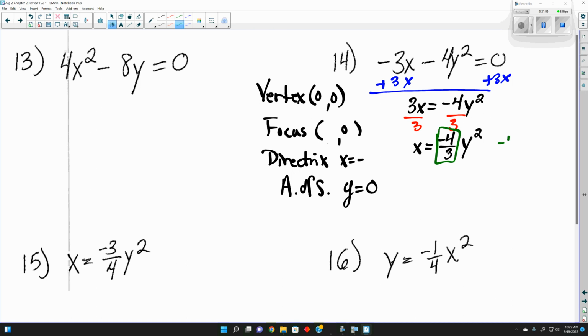So what we'll do is set negative 4/3 equal to 1 over 4p, because that's where p is located. Because if we plug the value of p into 1 over 4p, we should simplify it out to be negative 4/3. Now the first thing we can do is multiply both sides by 4p. Here these will cancel, leaving us with 1. On the other side, we're going to get negative 16p over 3.